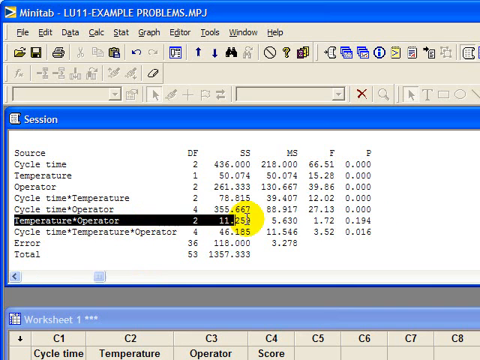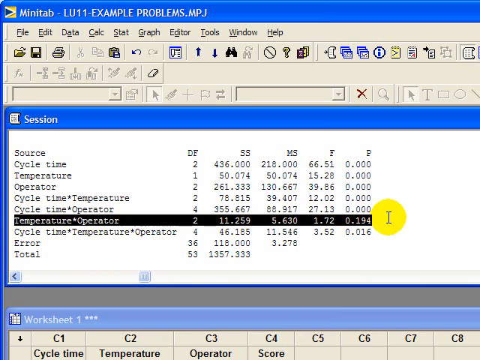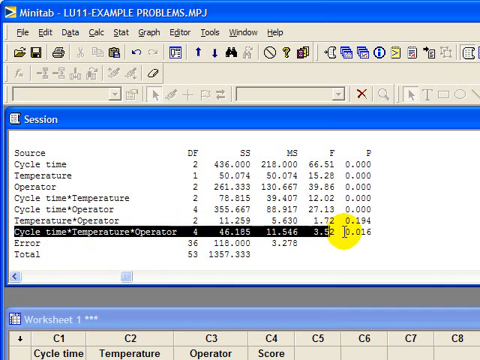Now temperature versus operator, we can see here p-value is higher than alpha value, right? So that means this particular interaction between temperature and operator is not significant. And finally, the three-way interaction between cycle time, temperature and operator, 0.016, seems to be a significant interaction.